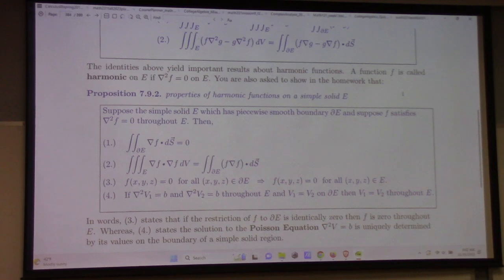That's an interesting result. And finally, nabla squared v1 equal to b, nabla squared v2 equal to b. And if they're equal on the boundary, well then they're equal throughout. Let me explain what this means. This is the kind of equation that you get for the voltage. If we take the divergence of that, we get minus the divergence of the gradient of v. This is actually minus nabla squared v.